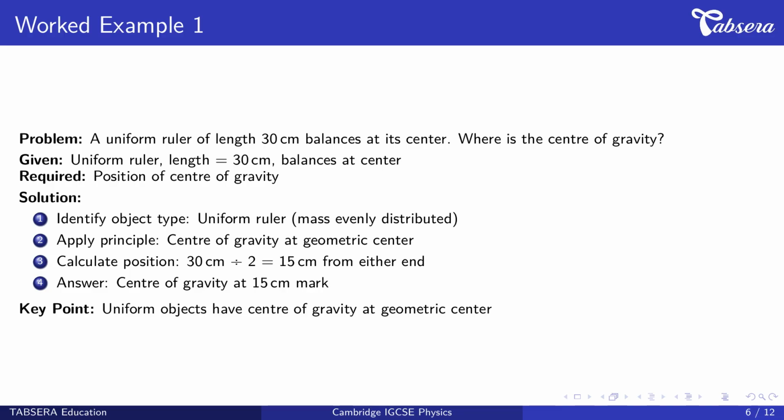Step 2. Apply the principle. For uniform objects, the centre of gravity is located at the geometric centre. Step 3. Calculate the position. 30 centimetres divided by 2 equals 15 centimetres from either end. Step 4. State the answer. The centre of gravity is at the 15 centimetre mark. The key point is that uniform objects always have their centre of gravity at the geometric centre.